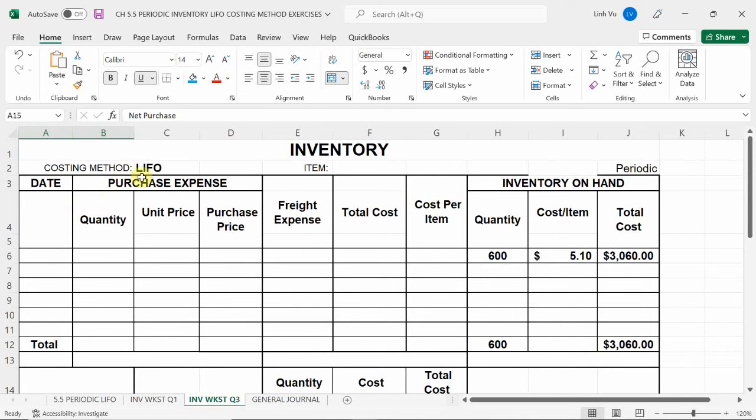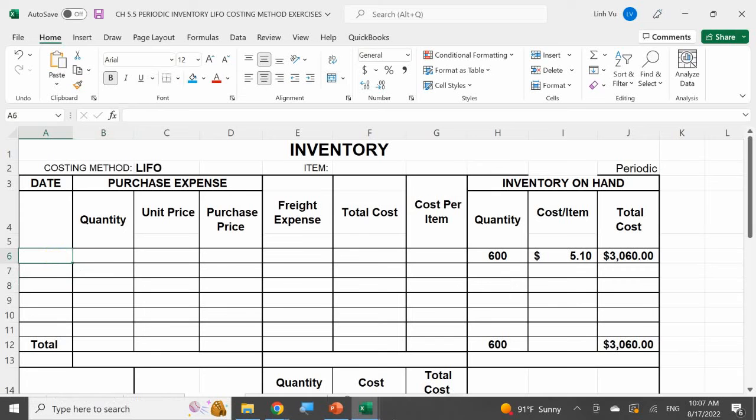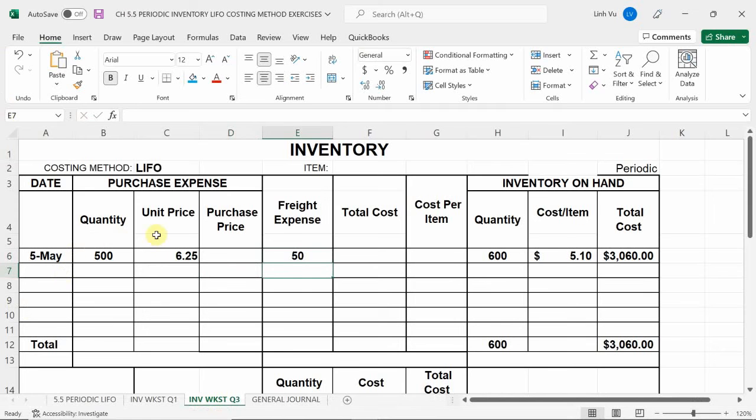So again, this section right here is for purchases only, not inventory on hand. So you do not touch that anymore. Once you transfer your beginning inventory, that's it. So now I need to take care of how many purchases I've made. In this case, it's May 5th. We purchased 500 units at $6.25 with a freight of $50.